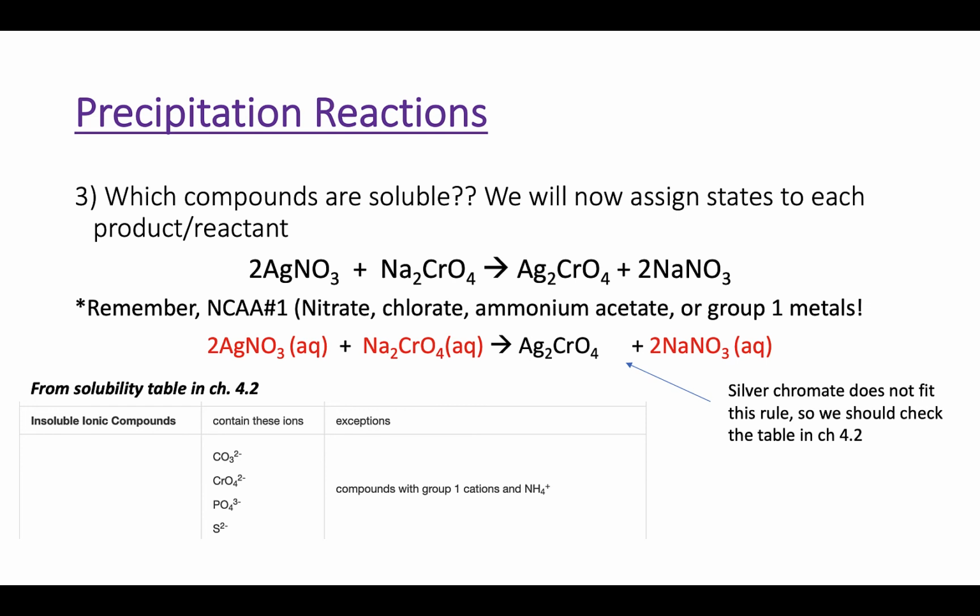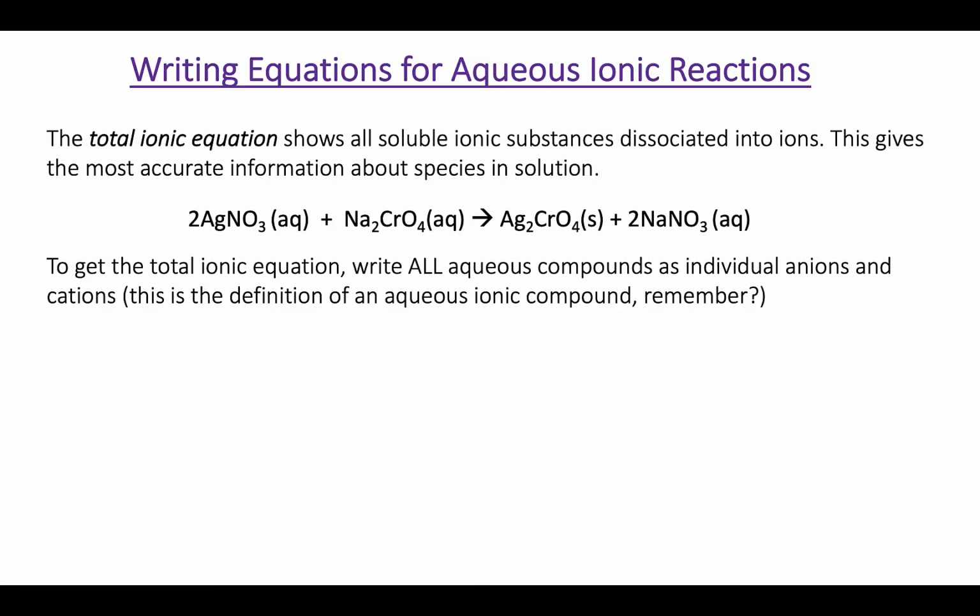But it's saying that if we contain the chromate ion, CrO4 2-, that's the anion we're looking at here, then it's going to be insoluble with the exception of compounds with group 1 cations, that's part of our group 1 rule, or ammonium, which this one isn't. And so therefore we can conclude that this is insoluble, and we're going to give it the solid state notation. It's an insoluble ionic compound, meaning it's going to be solid in solution, and so we want to denote it that way. And as we'll see, this is very important for the actual chemistry that's going on with this reaction.